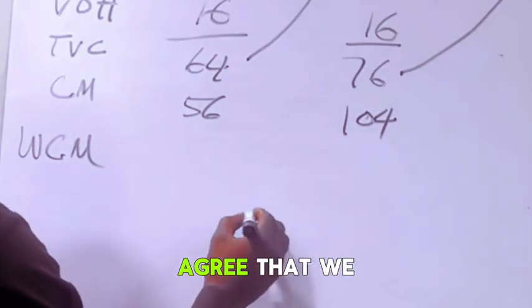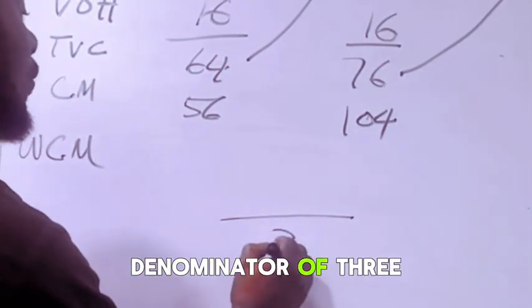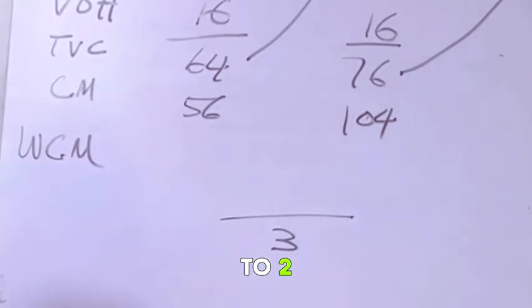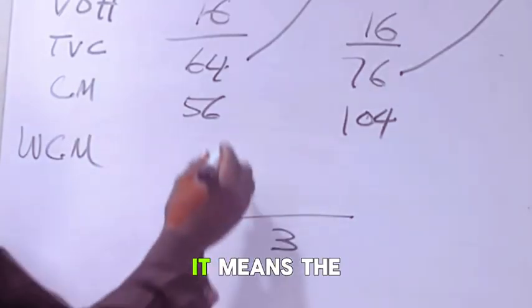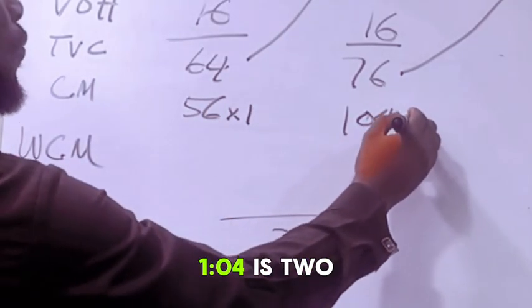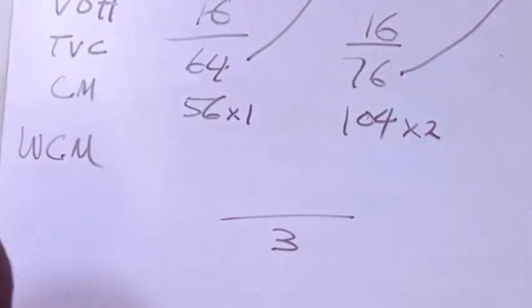So we already agreed that we have a common denominator of 3, isn't it? Because we're looking at 1:2. That is the ratio, 1:2, isn't it? So it means the weight of 56 is 1, and the weight of 104 is 2.